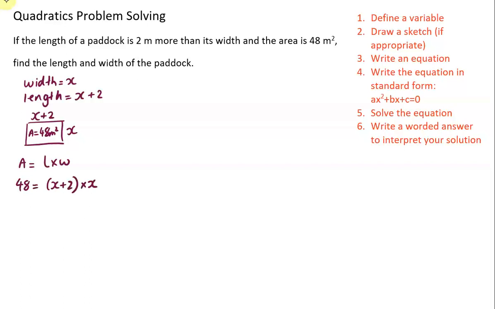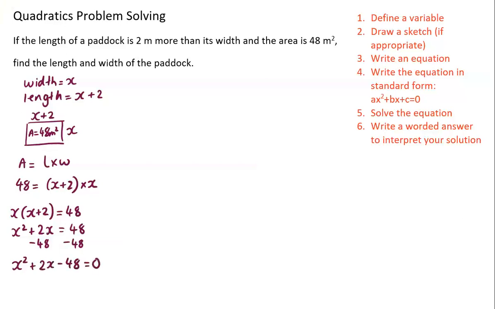Now we need to write the equation in the standard form. So let's rearrange, let's flip our sides over and we'll have x bracket x plus 2 equals 48. Then we expand our brackets. X squared plus 2x equals 48. We subtract 48 from both sides. And our equation becomes x squared plus 2x minus 48 equals 0.